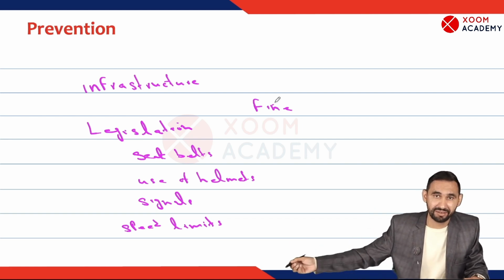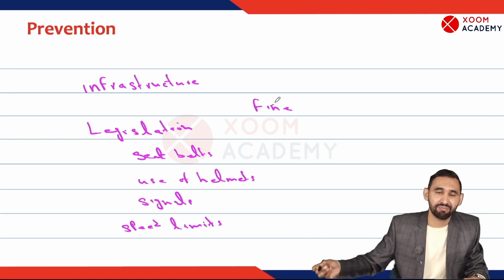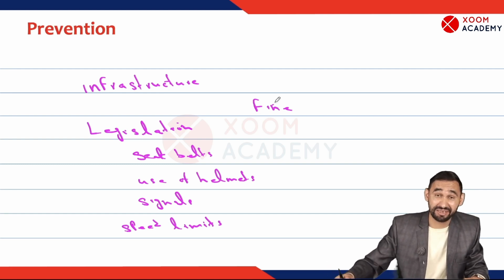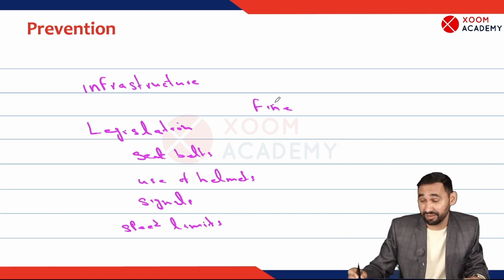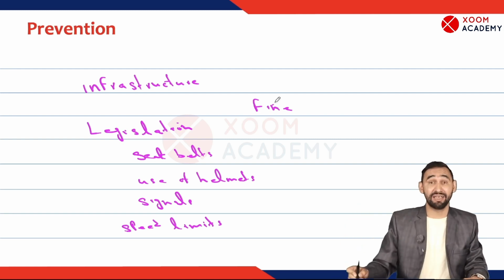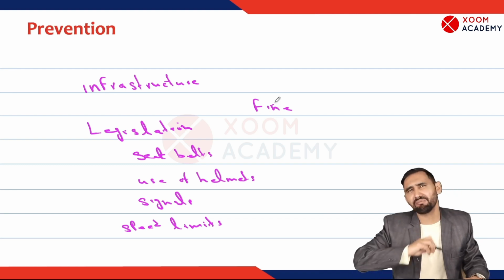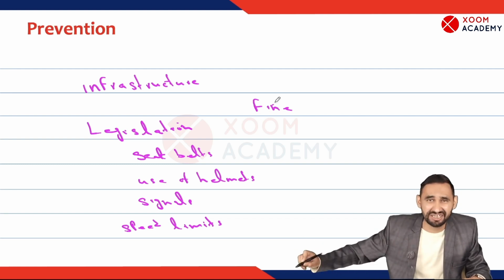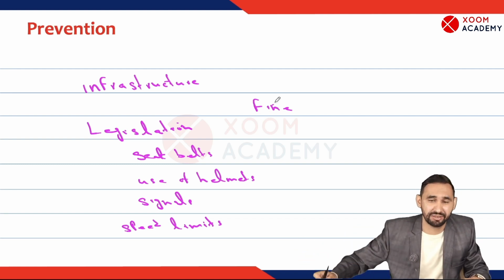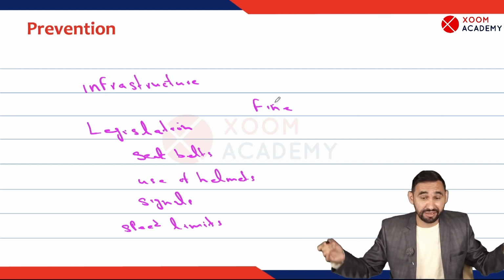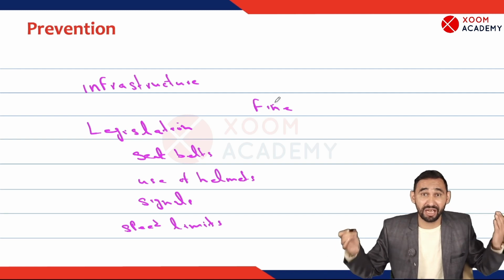What has the West done? They have improved legislation. They have improved infrastructure. Seat belts are mandatory. Helmets are mandatory. There are traffic signals. There are speed limits. And they are imposing heavy fines. But in our country, the situation is quite different. We have poor infrastructure. We have poor legislation. We have poor implementation.